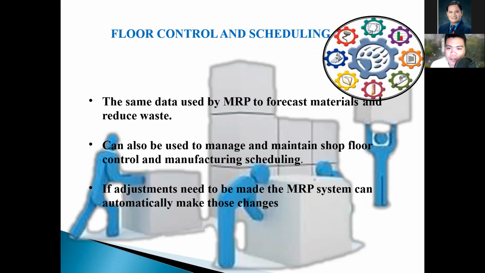Last is the floor control and scheduling. So the same data is used by MRP to forecast materials and reduce waste. That's what I mentioned earlier. Now, as for the floor control, because MRP is a system, it's not a manually human process. So if there's any adjustments needed for the MRP or for your production, the MRP system can automatically make those changes. It can show you the changes that you need.